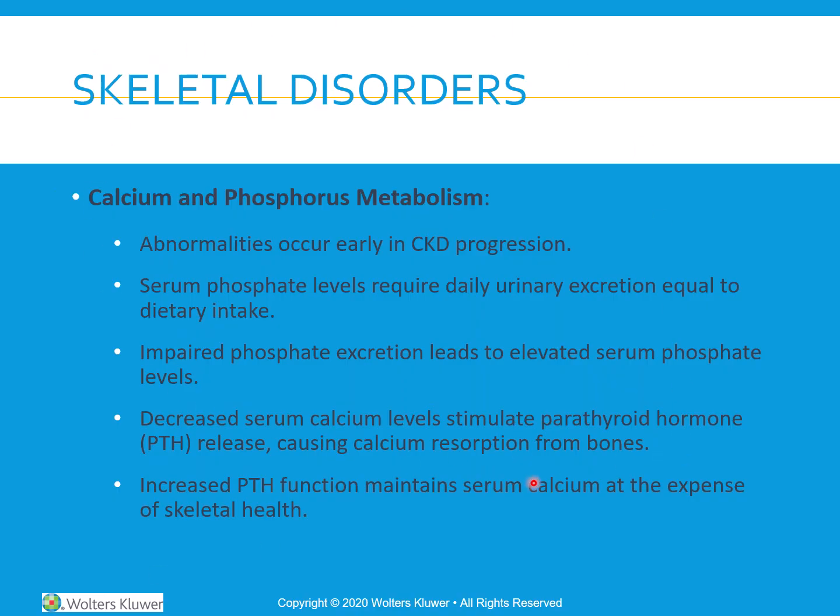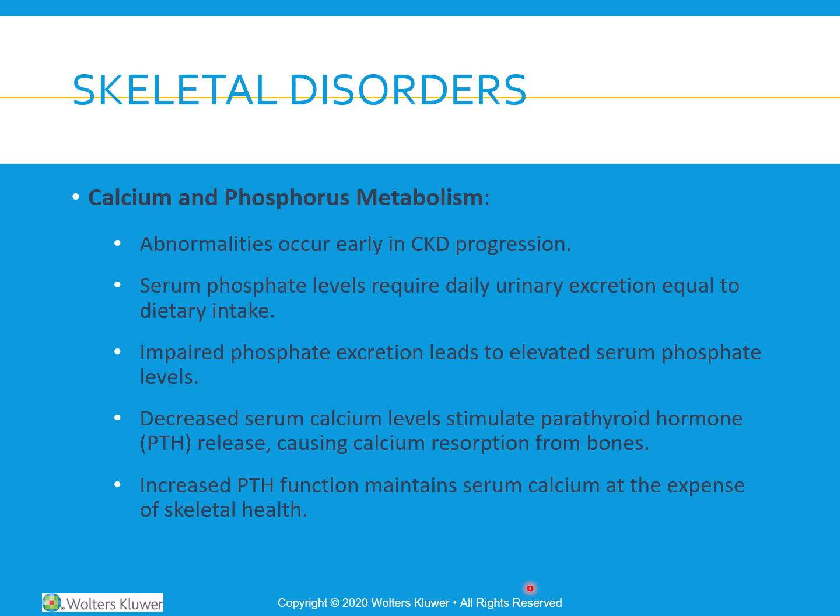Skeletal disorders are often also very common. One big thing that is leading to this are calcium and phosphorus metabolic changes. These changes occur really early in the progression of CKD. Remember also, just like potassium, phosphate levels require daily urinary excretion to make sure we're maintaining intake and output. The kidneys are essential to removing phosphate excess from the body that we might have taken in through our diet.